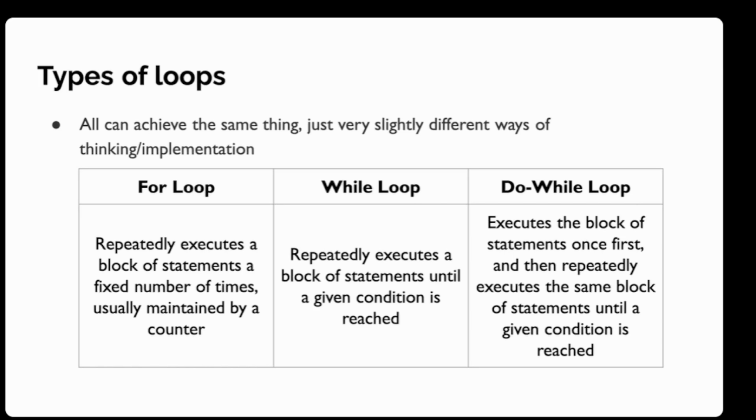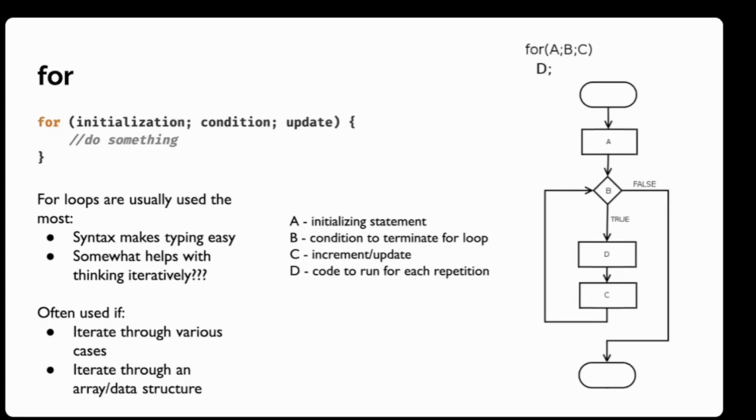A for loop repeatedly executes a block of statements for a fixed number of times, usually maintained by a counter. A while loop does it while the condition is true. A do while executes the block of statements once first, and then for subsequent times it repeatedly executes it only if the given condition is true. So the difference between while and do while: while does not execute the code first, it checks the condition. Do while executes the code first, and then from then on it checks the condition.